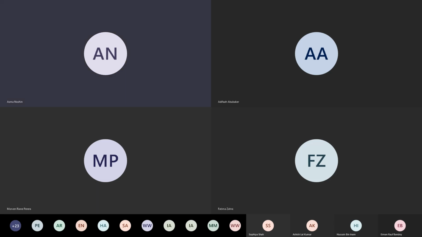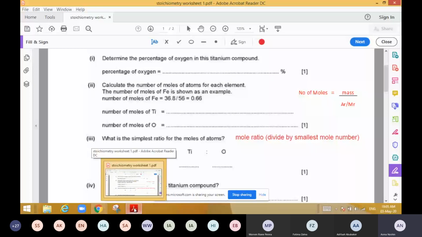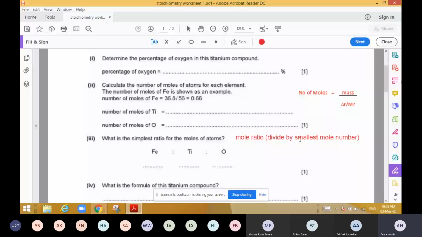Okay, so everyone, can you see now for this one? I cannot go back. So if you can see, just unmute yourself and tell me, can you see the question? Yes. Oh, okay, fine.